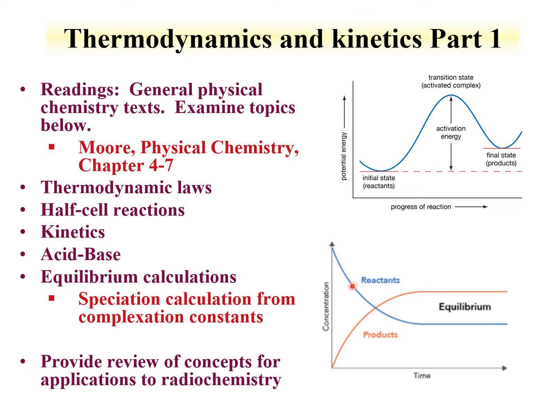As this figure shows here, we have some products and reactants. Initially, we just have reactants. The reactants convert to products, and over time, an equilibrium is reached. The theme of these lectures is to discuss both these figures in terms of reactions that drive speciation, the chemical form for radionuclides, because understanding the chemical form of radionuclides is key to development of applications and understanding fundamental behavior.